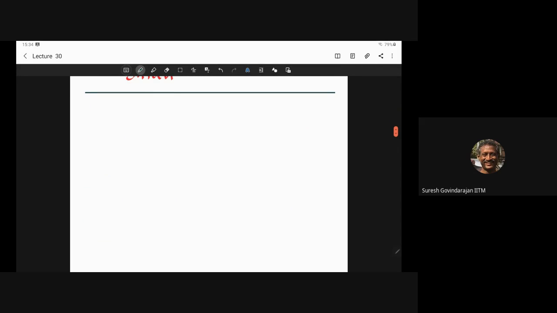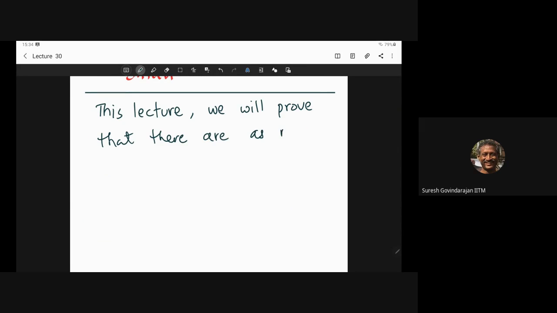So this lecture, what we're going to do is prove that there are as many eigenvectors as there are eigenvalues. Okay. So by as many eigenvectors, we mean linearly independent eigenvectors. Okay. So this is the proof.